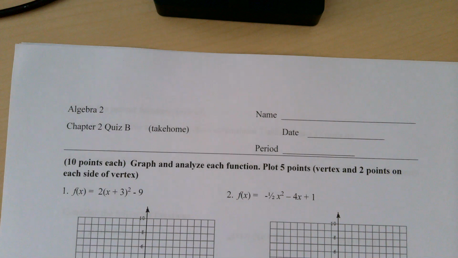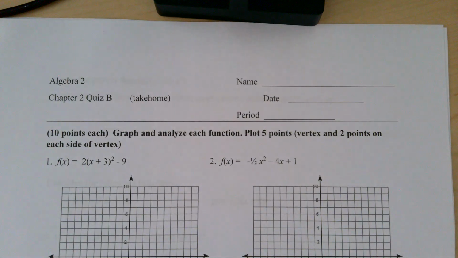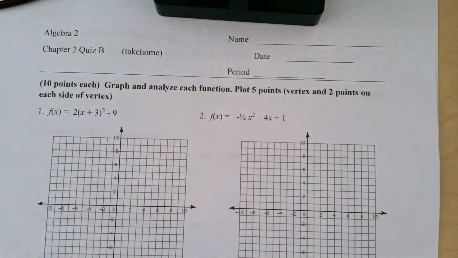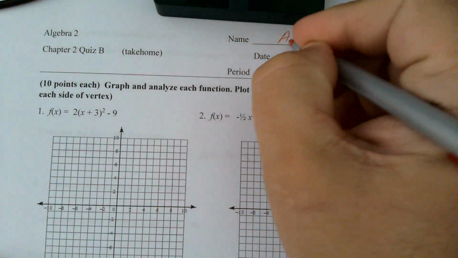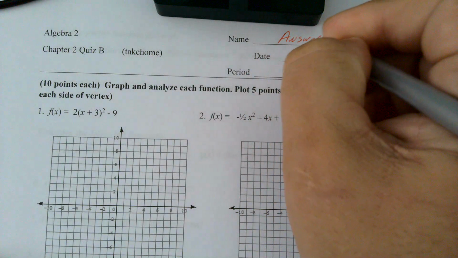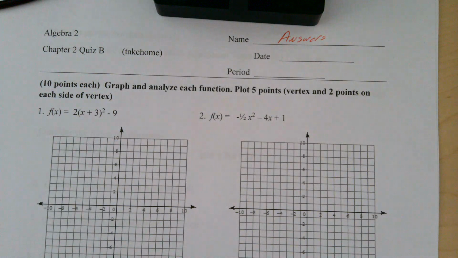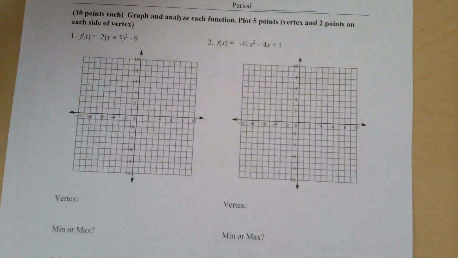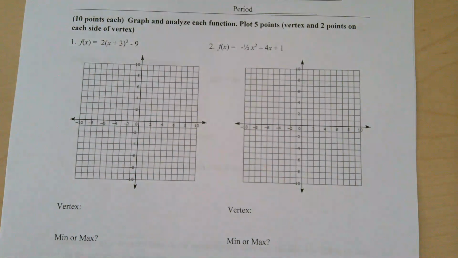Okay, I decided to record myself going over these answers for this take-home quiz. So make sure you understand everything on this. So the whole idea, if you're given a quadratic in vertex form, there's no work. We can look at the rule and we can instantly state the vertex.